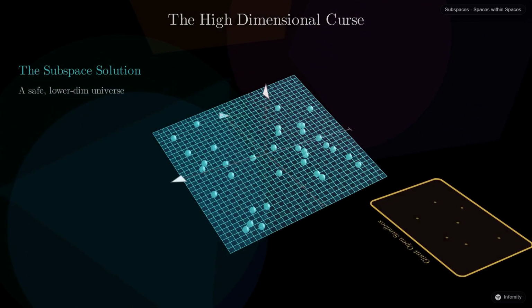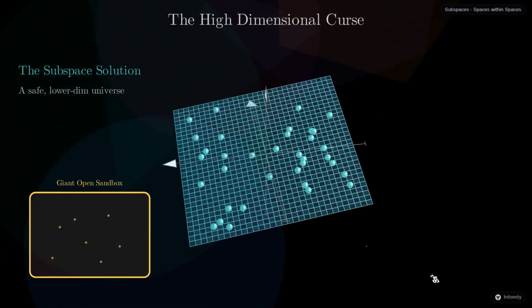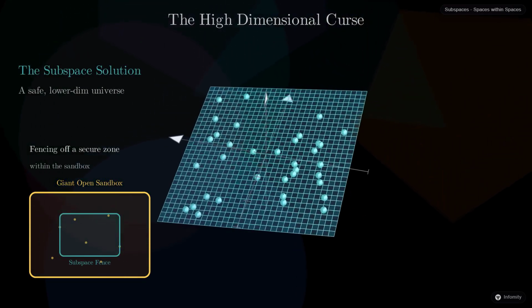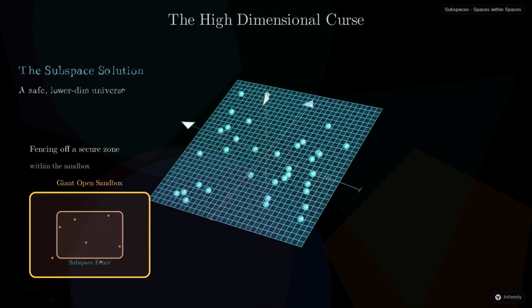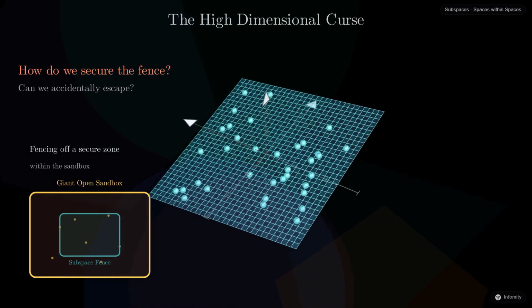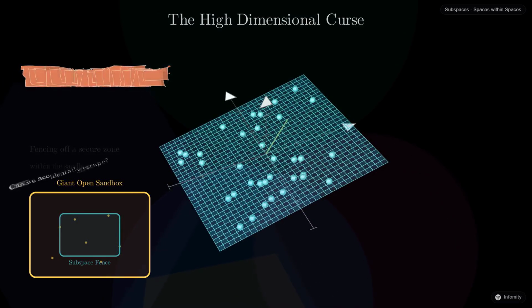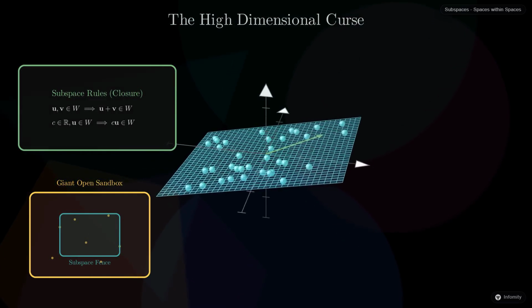Remember our previous exploration of vector spaces where we played in a giant open sandbox? So today we are going to fence off a special zone inside that very sandbox, creating a self-contained world called a subspace. But here's a teaser. What makes a fence secure enough that we can never accidentally escape its boundaries? Simply put, it requires mathematical rules that ensure any movement we make keeps us trapped inside.